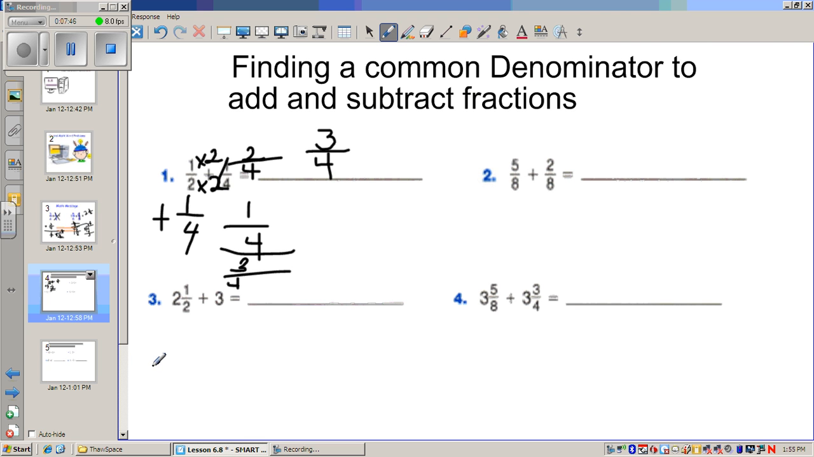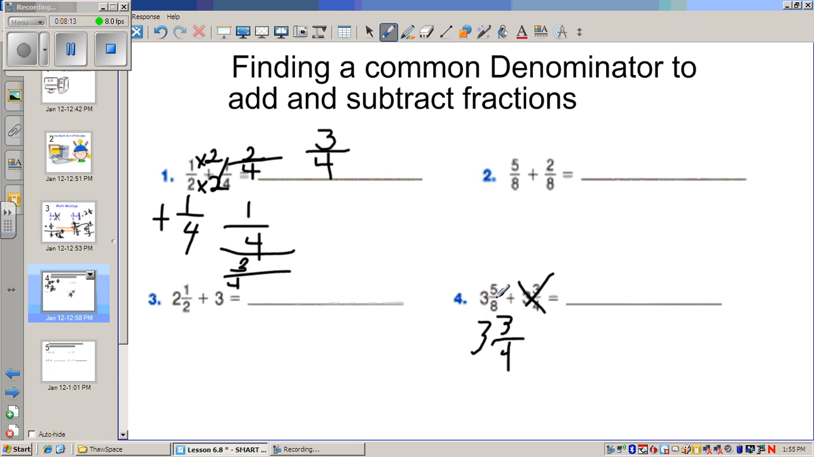Now here's an interesting one. I have 2½ plus 3. 3 doesn't have a fraction. Again, that should be quite easy. Now on number 4, here is the one that you're going to write 3 and 3/4 over here. Now the part I deal with when I have whole numbers and fractions is I deal with my fraction piece first. And I'm going to get rid of this because I don't need that right now.